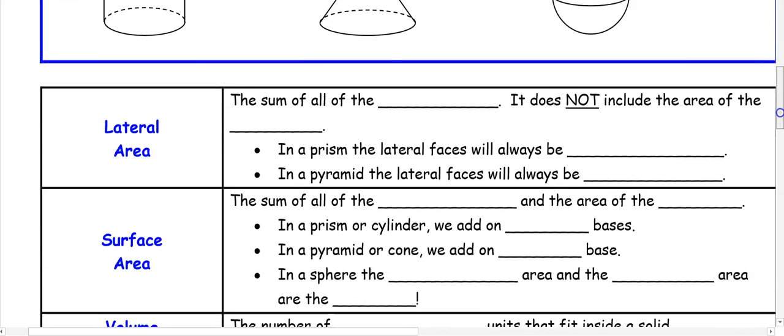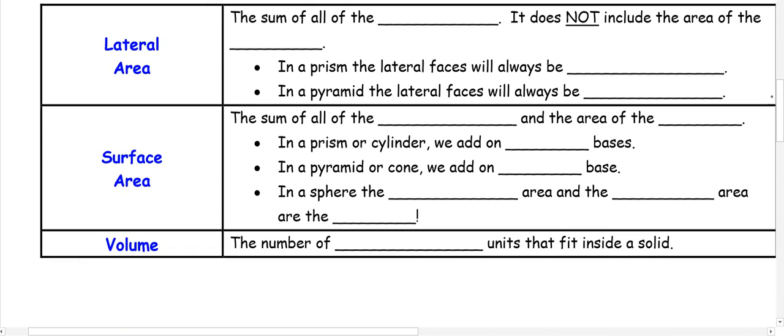When we are looking at 3D shapes, we can find three different things. The first one is the lateral surface. The lateral surface is the sum of all the lateral face areas. It does not include the bases. In a prism, all of our lateral faces are always going to be rectangular, and in a pyramid, the lateral faces are always going to be triangles.